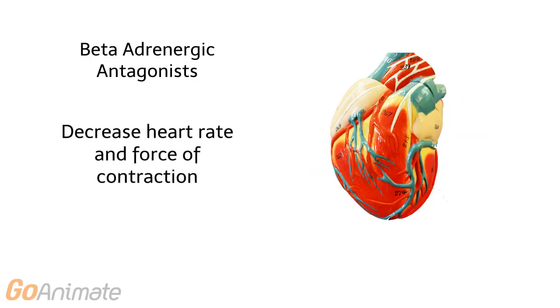Beta-adrenergic antagonists or beta blockers can affect the beta-1, beta-2, or both types of receptors. Beta blockers are used to treat the cardiovascular system. They work to decrease heart rate and force of contraction.